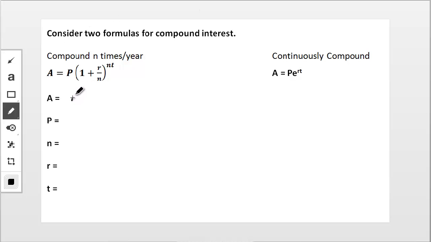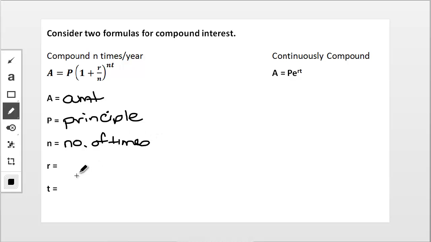A stands for the amount of money earned or owed. P stands for the principal, the initial amount loaned or invested. N is the number of times that you are compounding that interest per year. R is the rate at which you are earning or loaning that money, as a decimal. And then T is the number of years that the note or the investment is for.